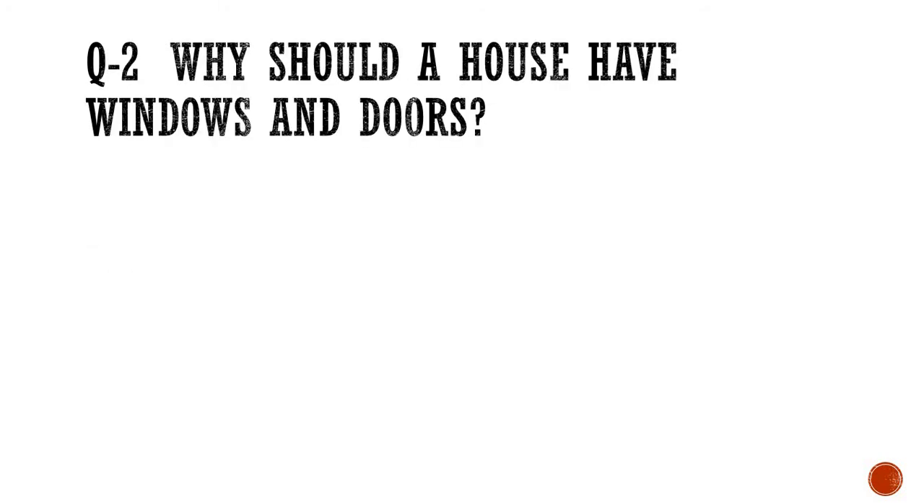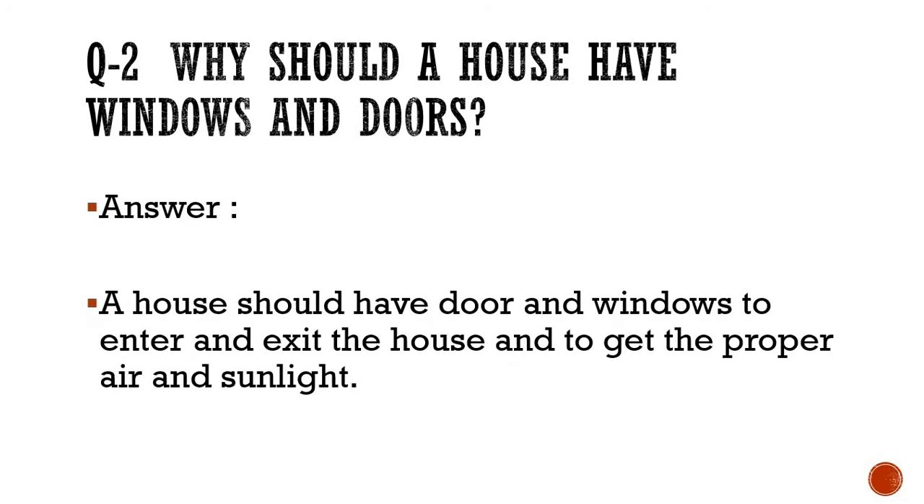Let us move to the second question. Why should a house have windows and doors? Start writing the answers and also try to repeat the answers if you can. I will also try to explain it to you so that you will get the time to write it down and you will be able to understand the answer. So the answer is, a house should have doors and windows to enter and exit the house and to get the proper air and sunlight.